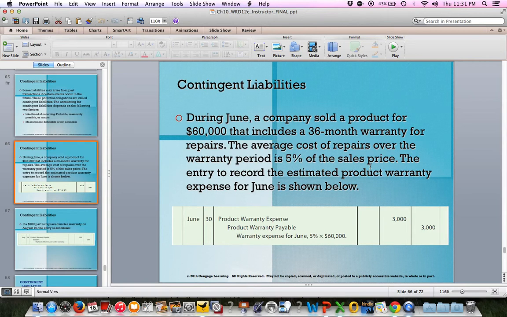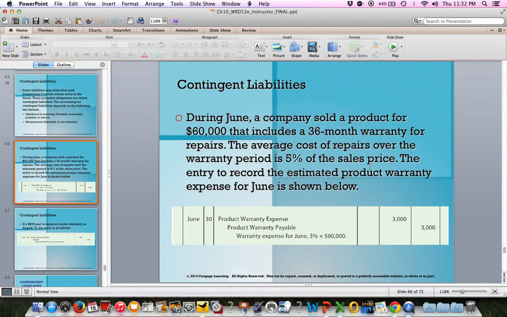So again, we're coming back to matching revenues earned to expenses incurred in the same accounting period. If I sell a product for $60,000 with a warranty, I know that in the future I may have to pay a warranty, or maybe not. I have no idea for sure what that true warranty expense will be. But based on history, prior experience, and knowledge that I have today, I can reasonably estimate that, on average, when I sell something on a warranty, I pay 5% of that sales price for future repairs and replacements.